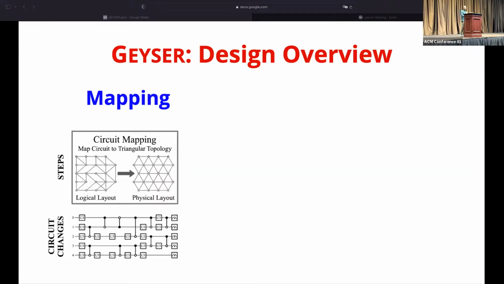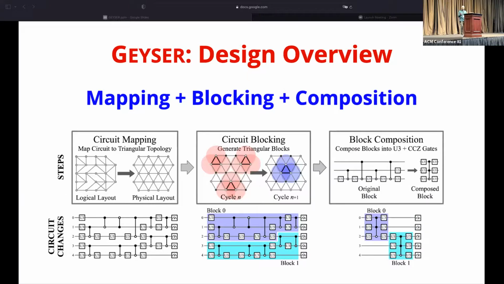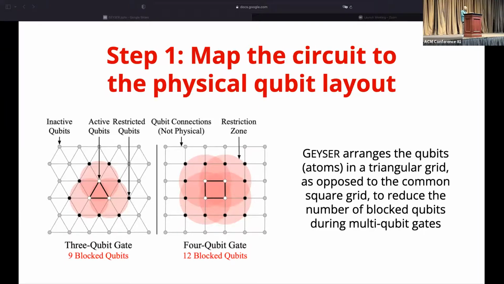So as an overview of the design, the first step is to map the circuit to the chosen grid. The second step is to block the circuit so that we can serialize or parallelize as many operations as possible. And then the third step is to compose the smaller gates into larger gates. So let's look at the first step in detail.